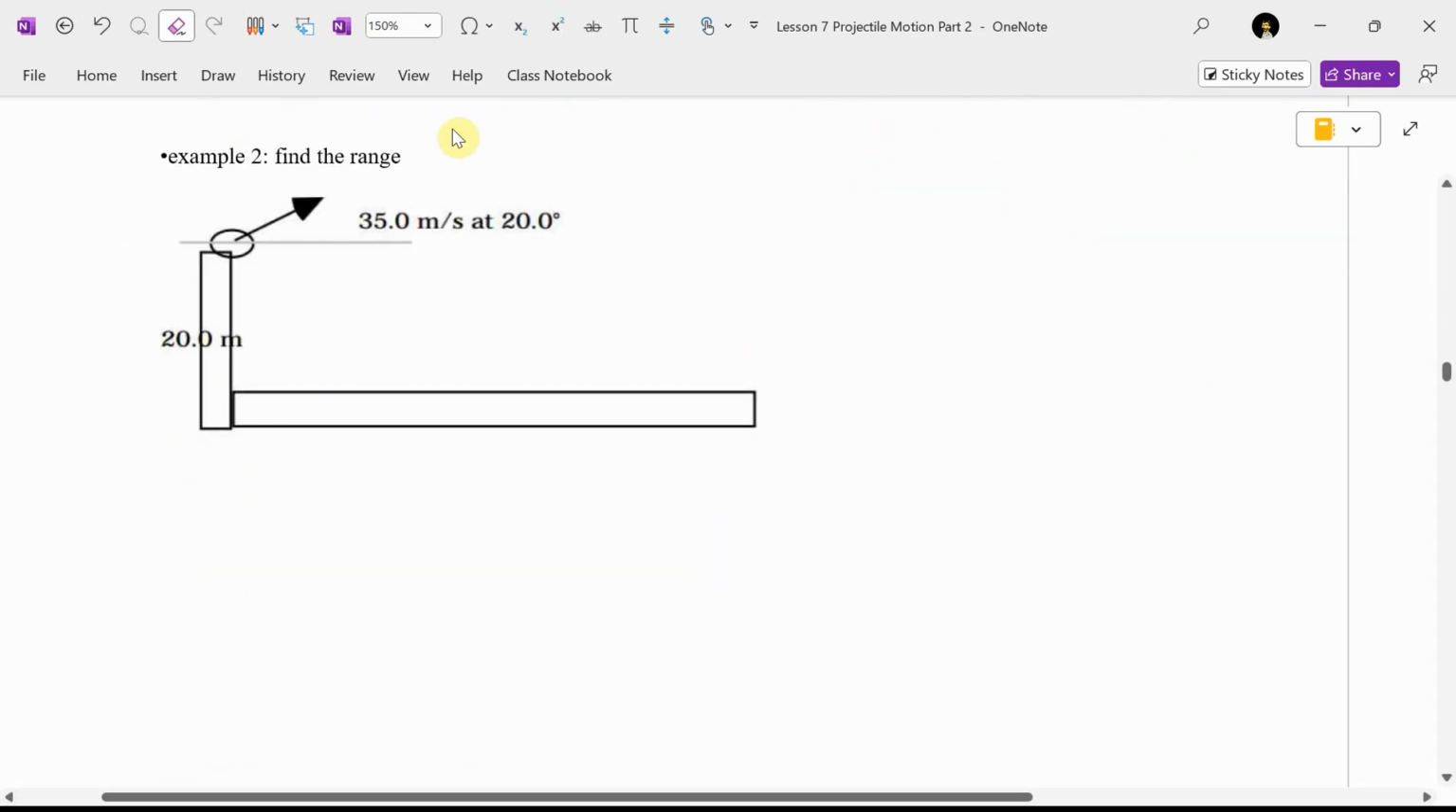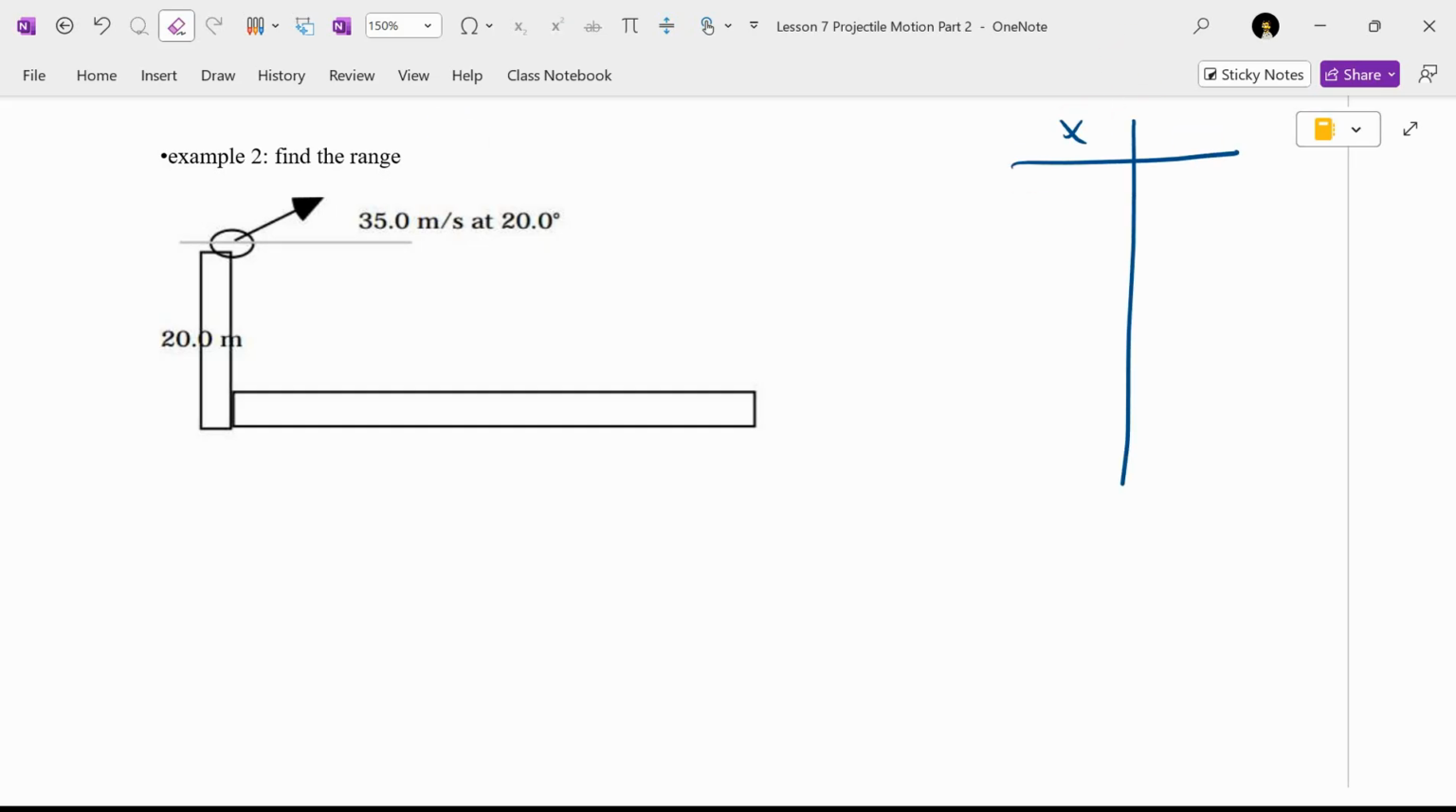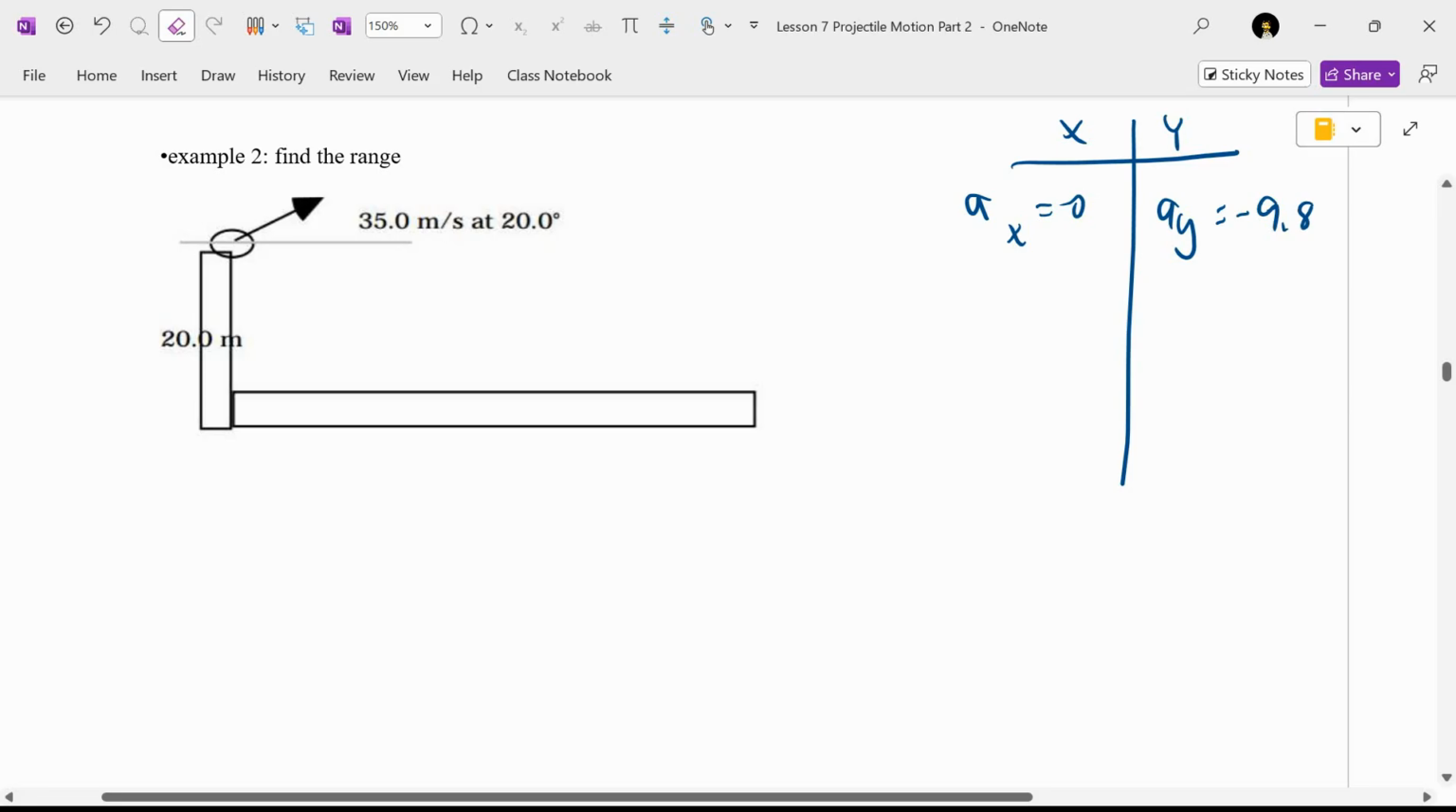Example 2, I like example 2. It says find the range. Okay, let's analyze this. Is this a projectile, Katie? T-table. X, Y. What can I write as my physics no-brainers? AX equals 0. AY equals negative 9.8.